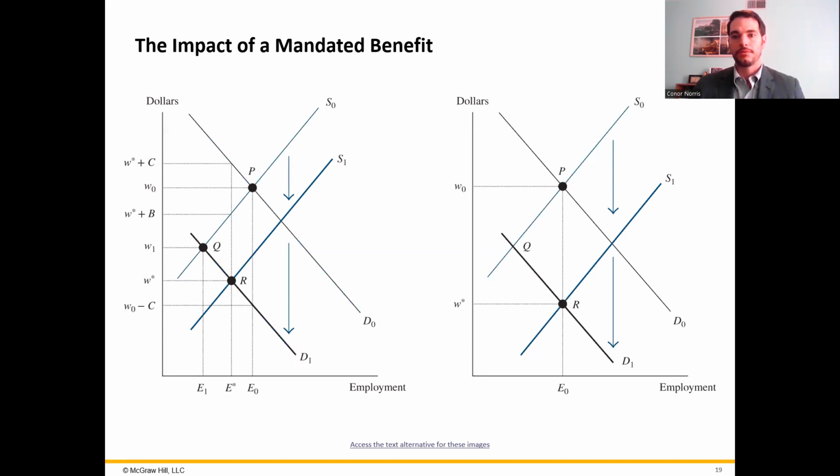We've talked about how payroll taxes and subsidies both affect equilibrium, using the model of supply and demand to understand how this happens. Now we're going to explore another type of government intervention, mandated benefits. Mandated benefits are perks or protections that employers are legally required to provide their employees beyond wages.